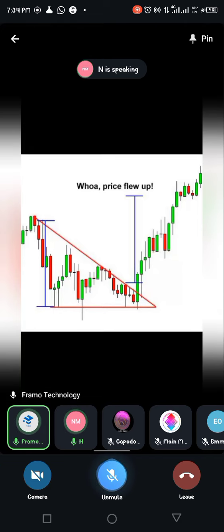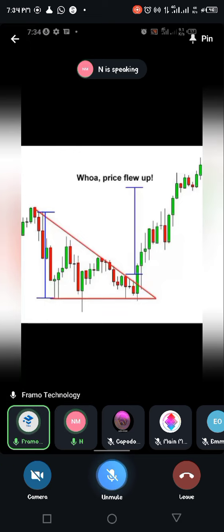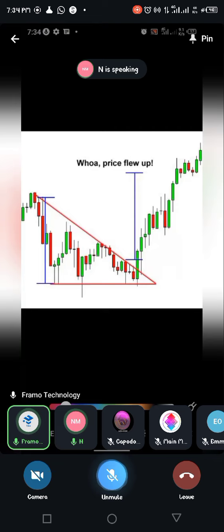But look at the direction. Here it breaks out to the top to be a bullish reversal pattern. So the same way to trade a descending triangle: once there is a breakout, you quickly bring your entry here. Then you put your stop loss here.